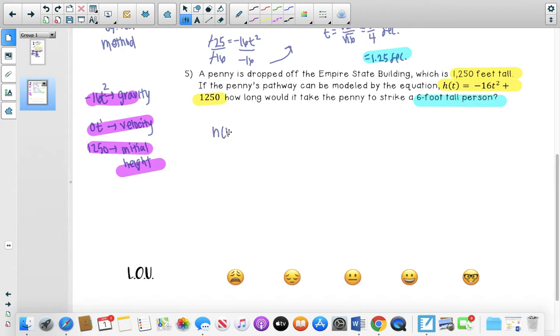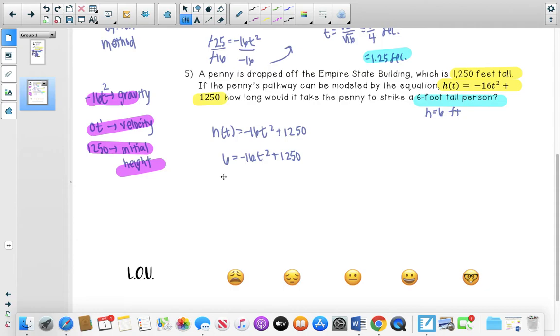First we have this equation of h of t equals negative 16t squared plus 1,250. We have a height of a 6-foot person. We want to know when it's going to hit them, so we can do this the same way. We want to know when it's going to hit that person, right in the noggin. It's just like when I asked you, what's the time when something hit the ground? Well, the height of the ground is 0. The height of this person is 6. So they're going to replace this right here. So 6 equals negative 16t squared plus 1,250.